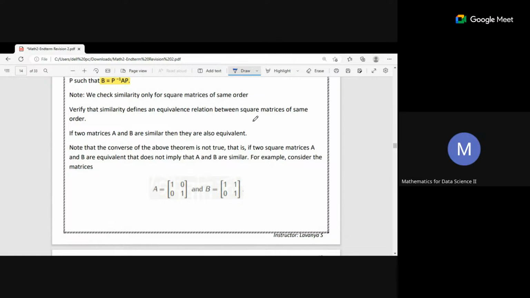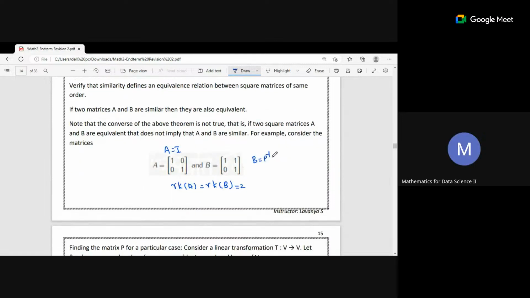What is the converse? If two matrices are equivalent, are they similar? No, they need not be similar. Here you have an example. What are the ranks of A and B? Both are 2. But this is the case I always tell you: A is the identity matrix and B is some other matrix. An identity matrix cannot be similar to any other matrix, because P inverse AP is just I. Since A is equal to I here and B is not equal to I, A and B are not similar.